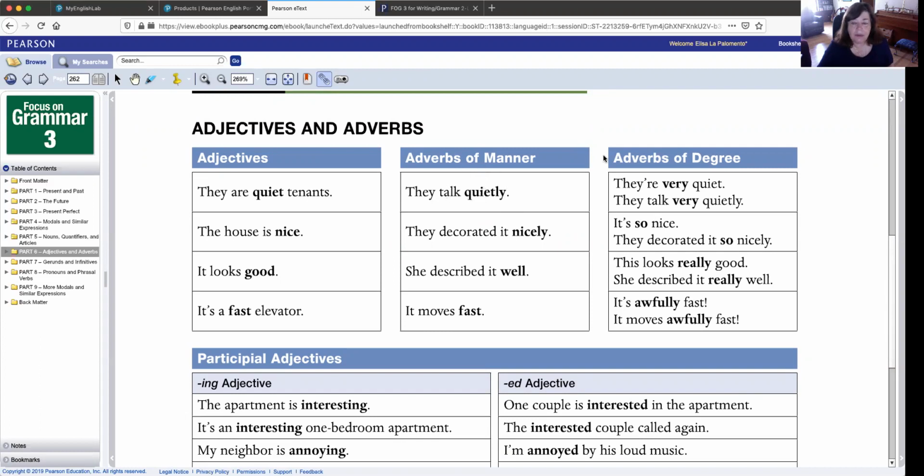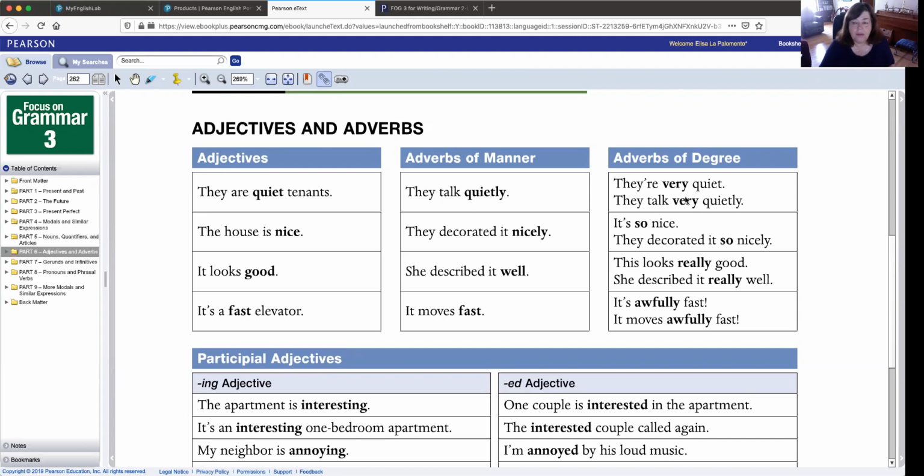Now you'll see up here there are two categories, two groups of adverbs. The adverbs of manner. The manner means in what way, how. So they talk quietly. How do they talk? In what way? They talk quietly. But look at the adverbs of degree. The adverbs of degree are adverbs, words that say to what extent, how much, for example. They're very quiet. How quiet are they? Very quiet, okay?